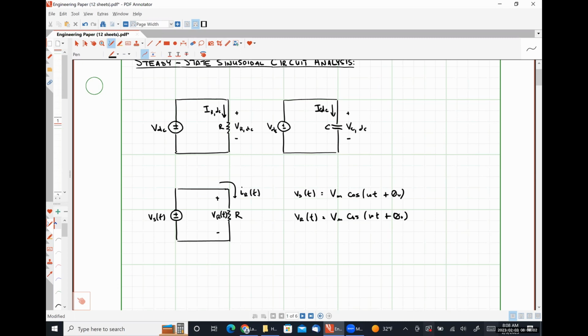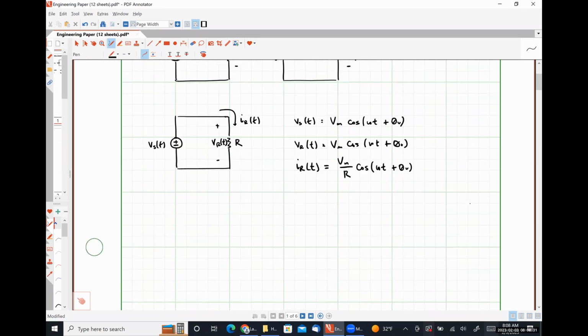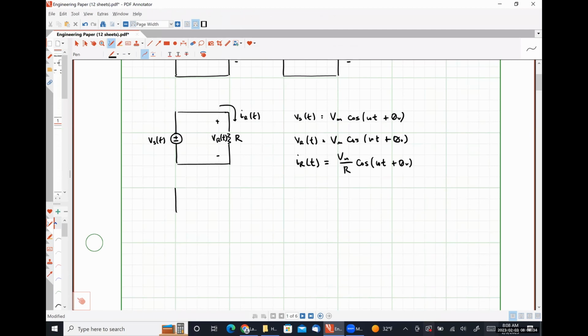What about IR of t? How do you think we'd figure that out? Exactly right. Good old Ohm's law. IR of t would simply be Vm divided by R multiplied by cosine omega t plus theta v. Let's look at this with a capacitor, and if we know how it works with a capacitor, we have a pretty good understanding of how it will work with an inductor as well, right?